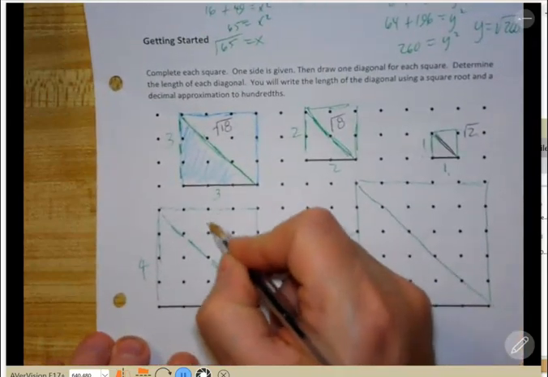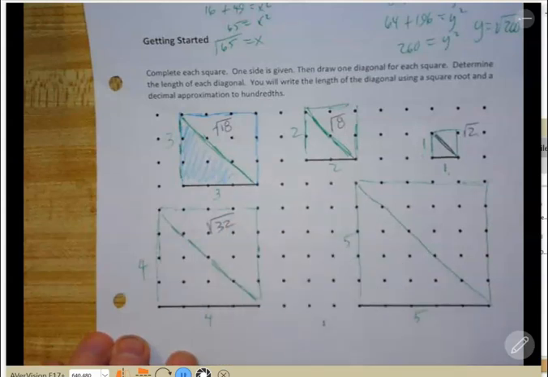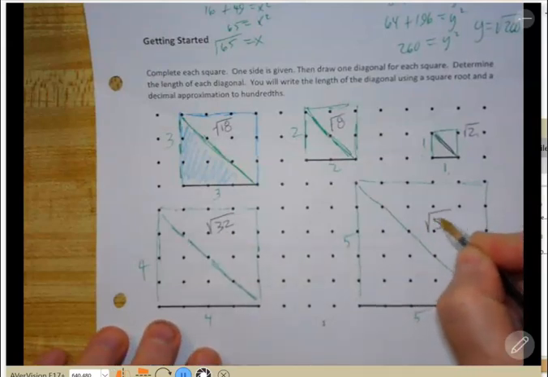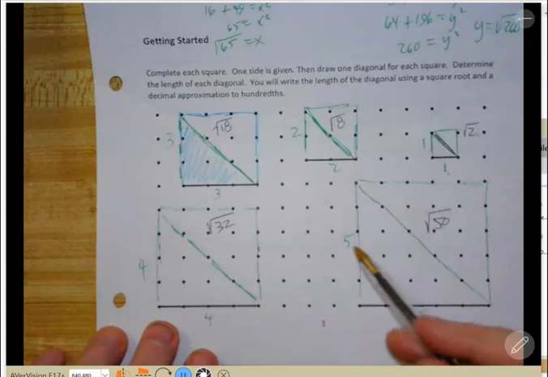Hopefully you got this one here to be the square root of 32, because 4 squared plus 4 squared is 16 plus 16, which is 32. And hopefully you said this one is the square root of 50, because 5 squared plus 5 squared is 25 plus 25.